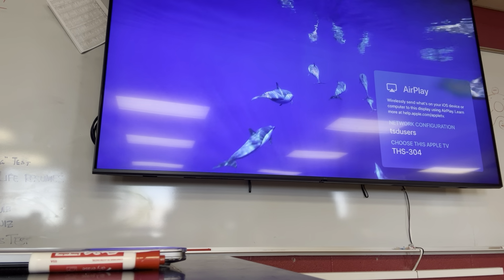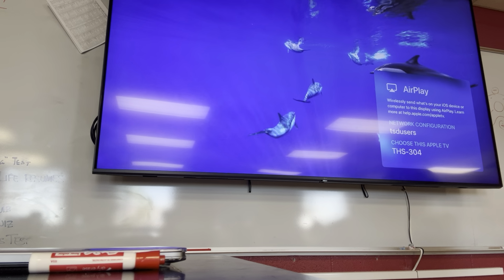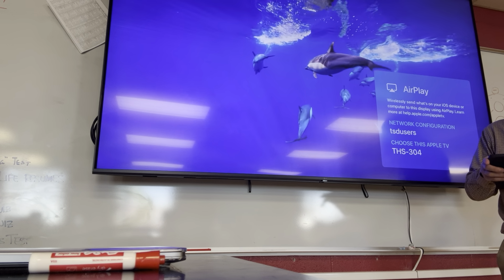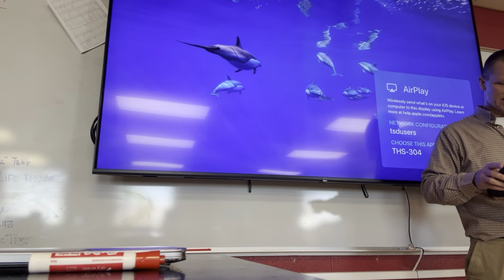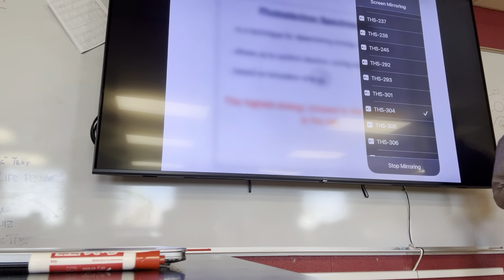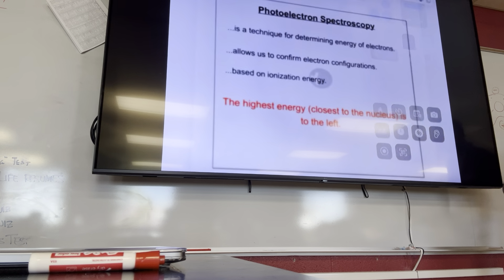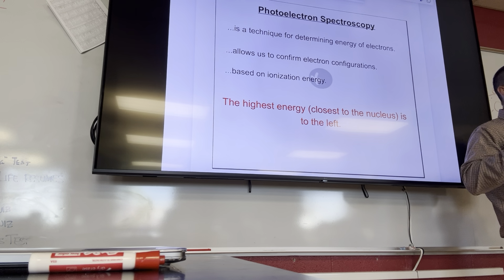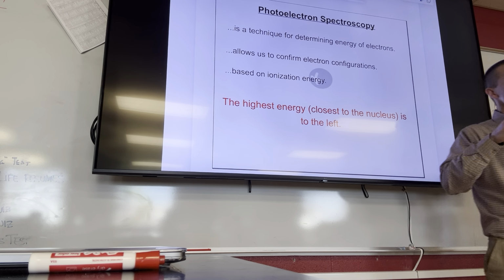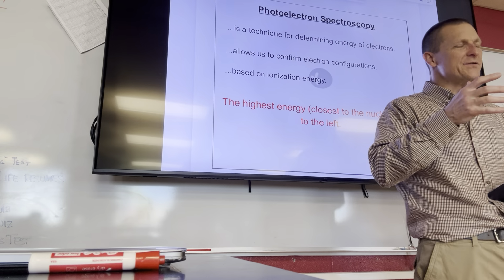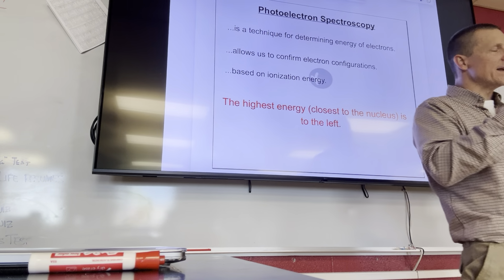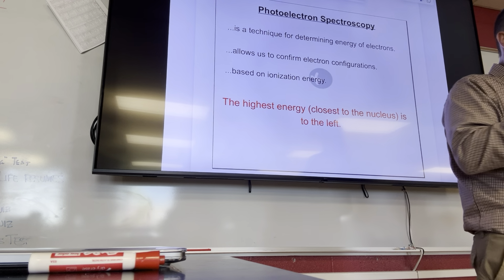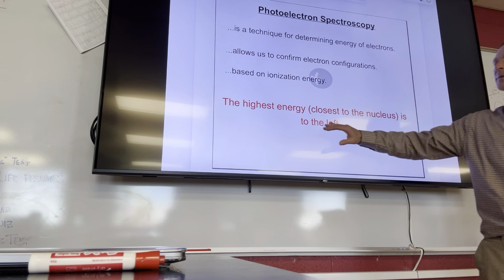Before lunch we were talking about PES, photoelectron spectroscopy, and I'm going to pick this up. We use photoelectron spectroscopy to determine how much energy the electrons are held in the atom with. As I had mentioned before lunch, the PES device uses light waves and determines how much energy it takes to remove all the electrons from a particular energy level. It says something down here in red.